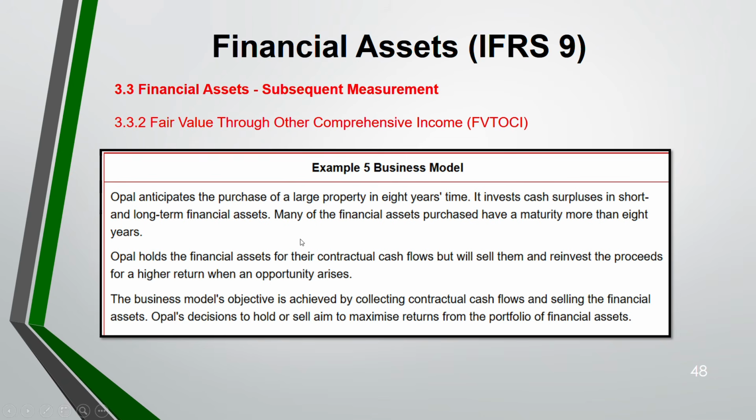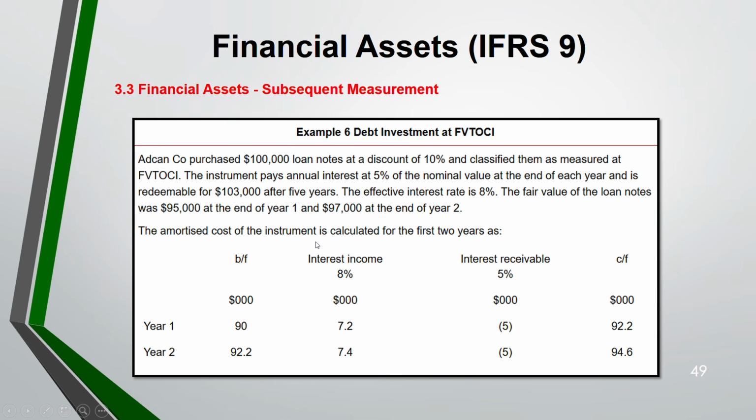Now, example 6. Debt investment at OCI. So here you see at Ken this is the same. Purchase 100,000 at 10% discount.